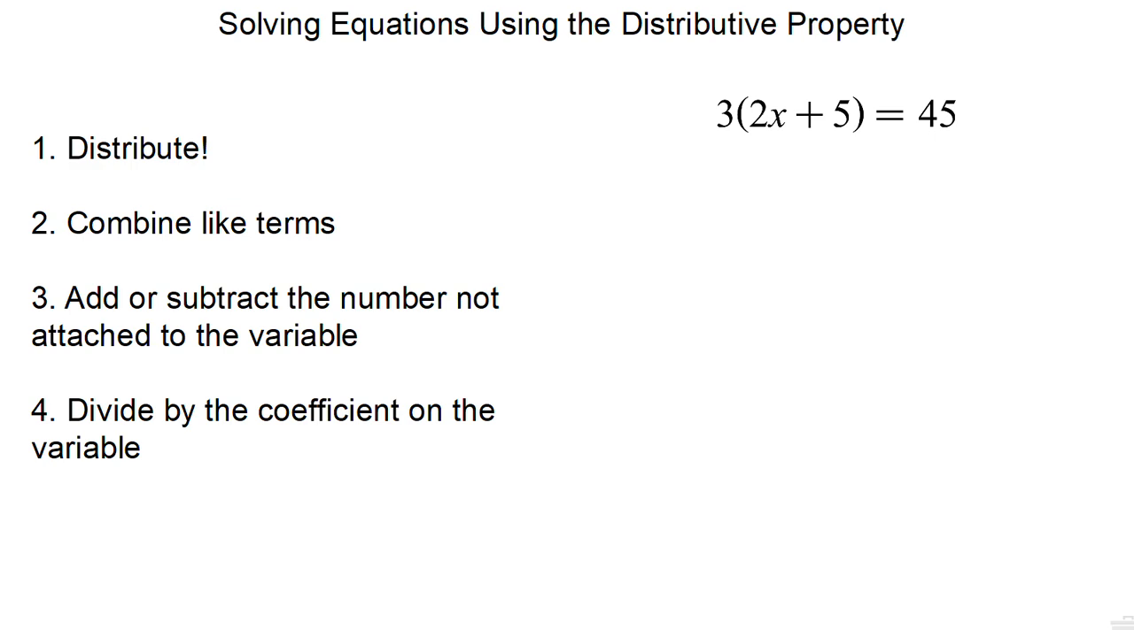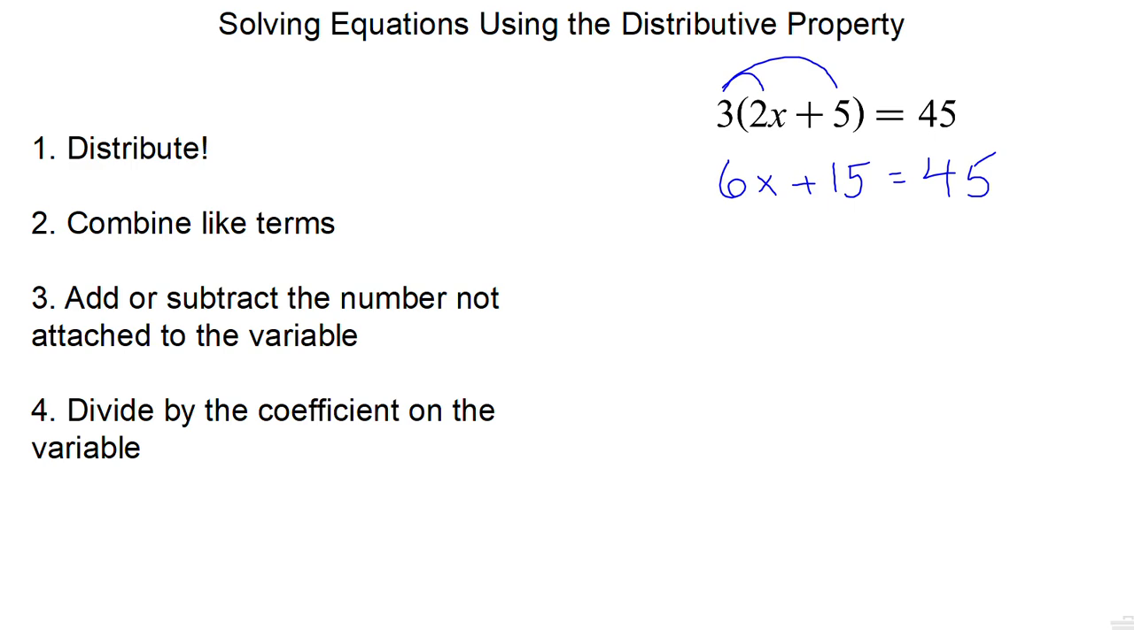I'm actually going to show you two techniques for solving equations that look like this, but I've only got the instructions up for when we use the distributive property. So our first step is to just distribute. We should know how to do that. We take this 3 and multiply by the 2x, giving us 6x, and the 3 times the 5, giving us 15. And we'll just keep the right-hand side as it is: 6x plus 15 equals 45.